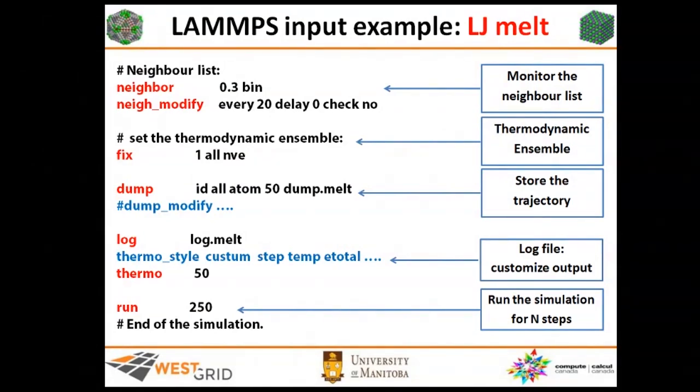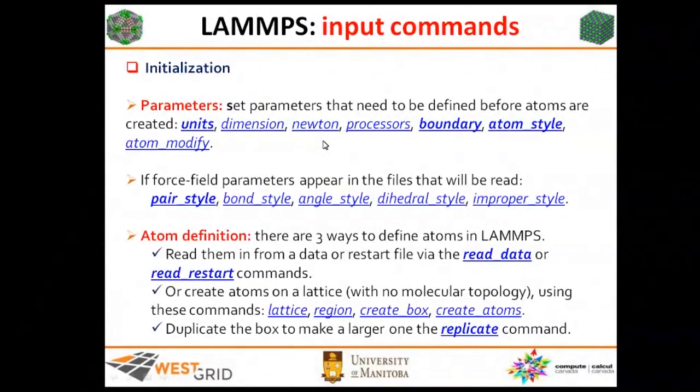But if you run a simulation, for example, at constant pressure, the pressure changes and the volume of the system changes. So you may want to have this in the output file. So thermo_style custom, step, temperature, total energy, and so on. At the end, there is the command run. Here I ask the program to run 250 steps.